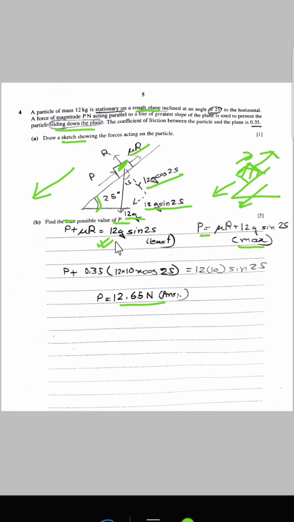Also, you can see that mathematically P has a least value when it is added to something that gives the least value, and this other one would give a maximum value of P, that is P equal to some larger value added to this value. So this will give a maximum value of P, but you can ignore this for this question, and we use this equation to find the value of P.